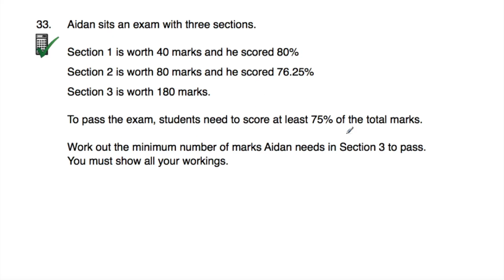Okay, so what I'm going to do to begin with is find out how many marks Aidan needs to get in total. It says he needs to get at least 75% of the total marks. So if we add together 40, 80 and 180, that'll tell us how many marks there are altogether. So 40 plus 80 plus 180 is equal to 300. There's 300 marks available altogether. So if we take 300 and divide by 100, which is equal to 3, and then 3 times 75, that'll tell us 75% of 300. So 75 multiplied by 3 is equal to 225. So that's how many marks Aidan needs to score. He needs to score at least 225 marks.